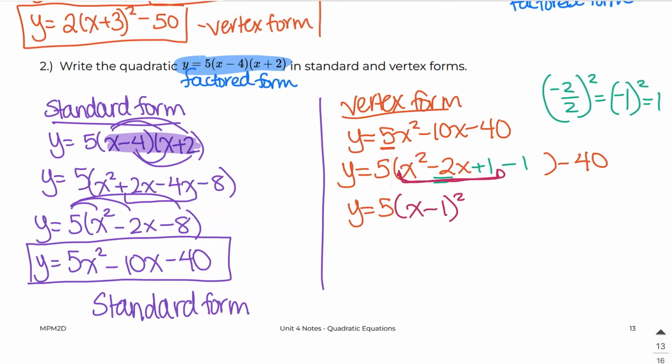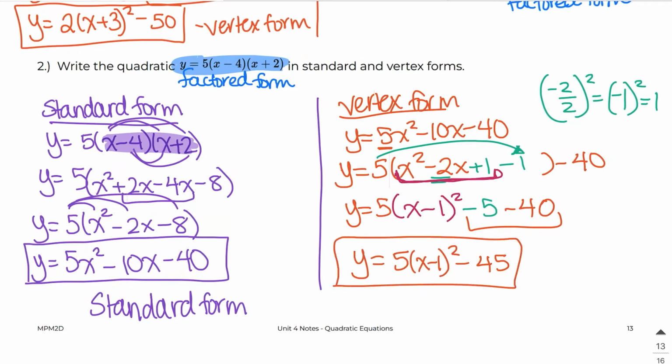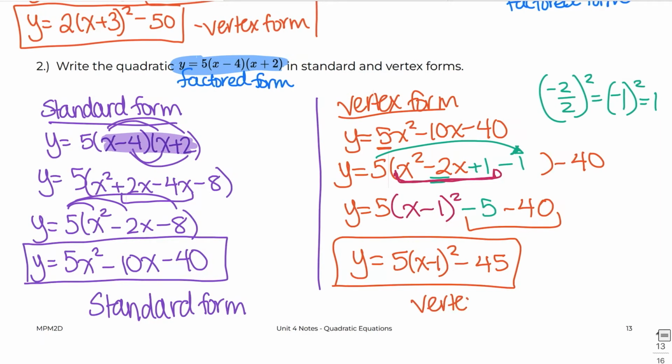But I have to get this minus 1 out of here, because that's not part of my perfect square trinomial. But it's 5 sets of minus 1. So I'm going to subtract 5 and then copy down the minus 40, sorry. My brain's working too fast. Put those two numbers together, you get negative 45. So here I get y equals 5, and then in brackets, x minus 1 squared minus 45. And this right here is my answer in vertex form.